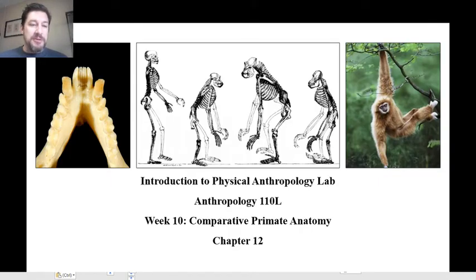And today we're going to be looking at comparative primate anatomy. So we're going to be looking at how different primates' bodies are put together, mostly in terms of their dental arrangements and in terms of their physical mobility, their locomotion, that is, their ability to move around.